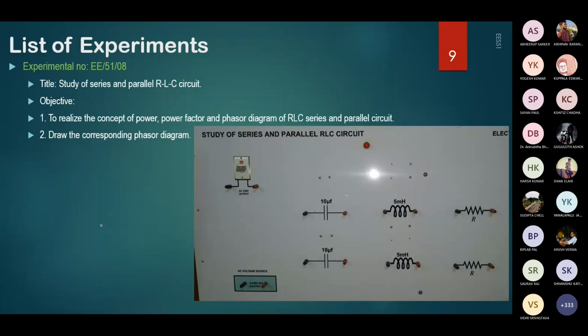Next and the last experiment is to study the series and parallel RLC circuit. So you can see over here, this is the laboratory setup.